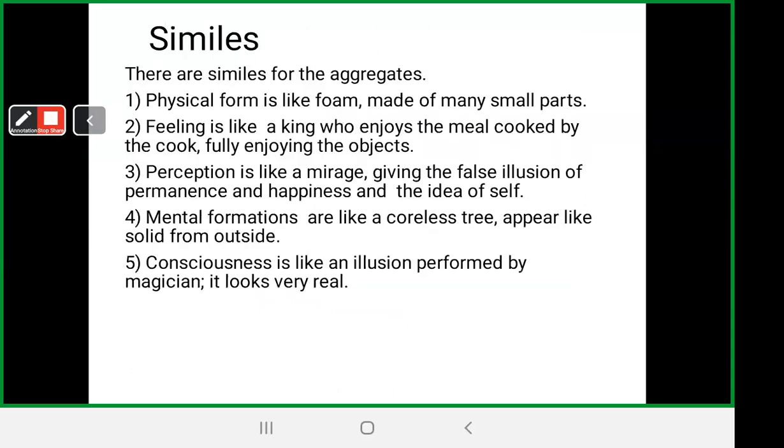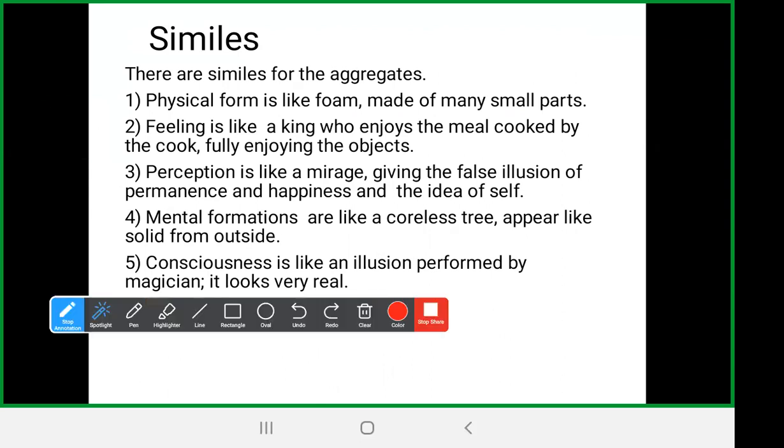So there are some similes of the aggregates given in the Tipitaka. The physical form is like a water foam made of small things. It's like our body. According to Abhidhamma or Vipassana, if you notice, the body is not just a solid body, it's made of many cells, many bones, much blood, and the 32 parts. So our body is like water foam. There are so many small things.